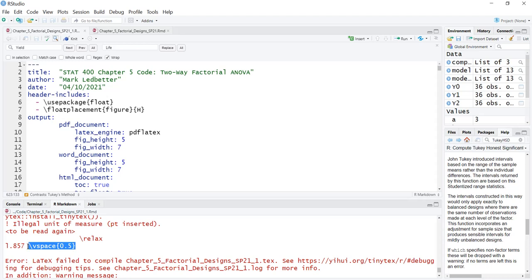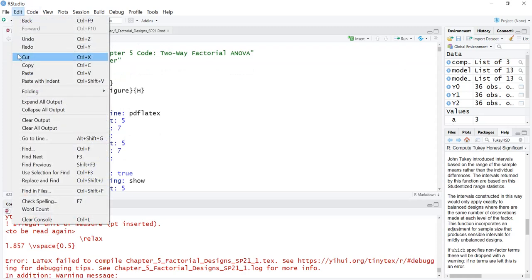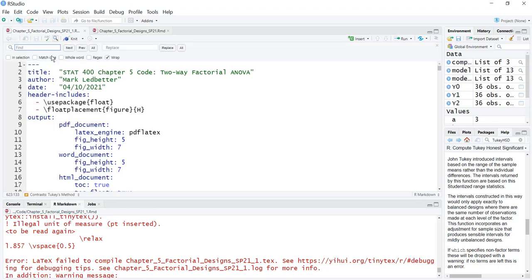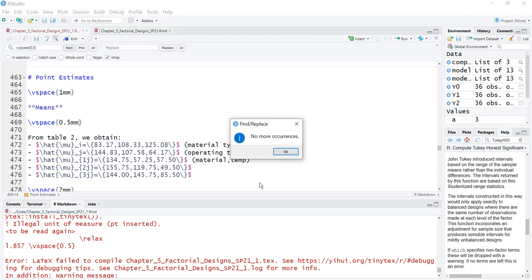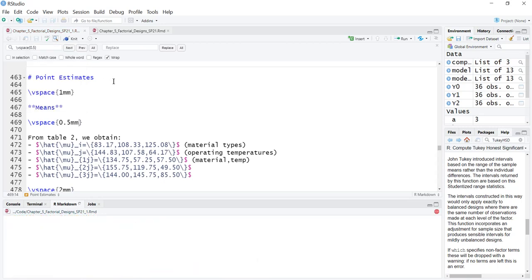So what I'm going to do is copy this, and I come up to edit, and I'm going to pretend like this is not open. I click find, or I can say Control plus F, Command plus F for those. I'm going to paste in here, and now I'm going to find it. And so I need to put millimeters in there, and I'm going to see if I can find no more occurrences. So I'm going to knit again to PDF.